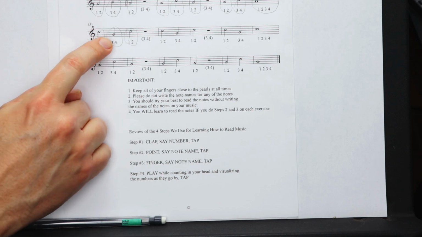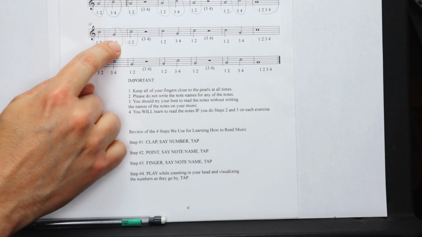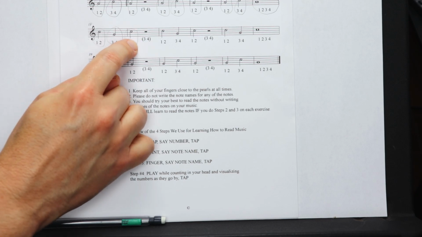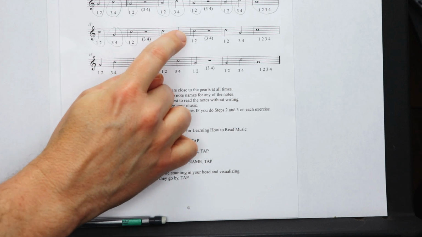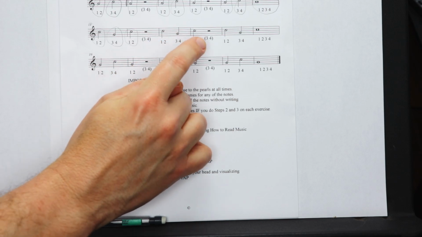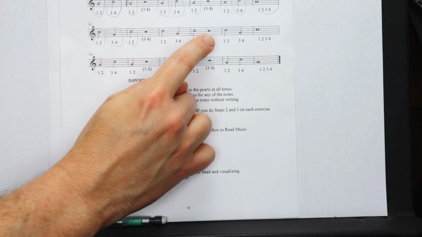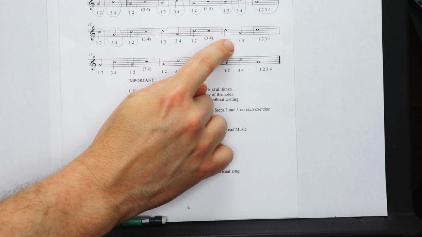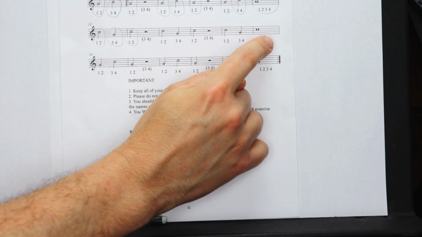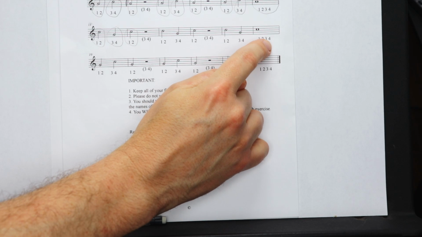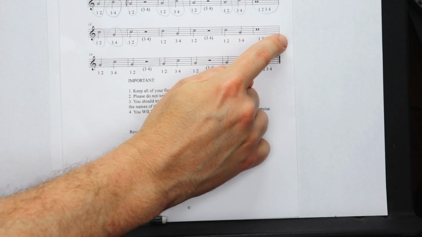C, G, C, rest, rest. C, G, C, rest, rest. C, G, C, 2, 3, 4, and off.